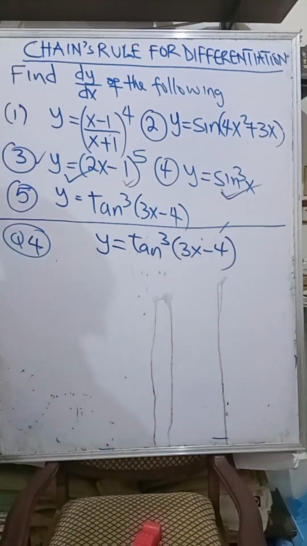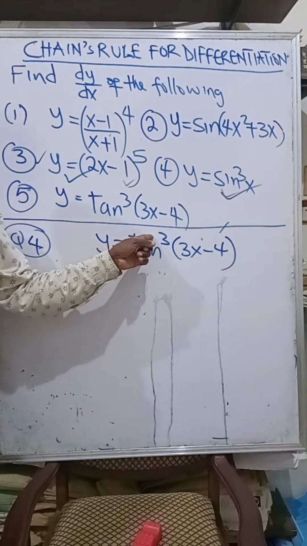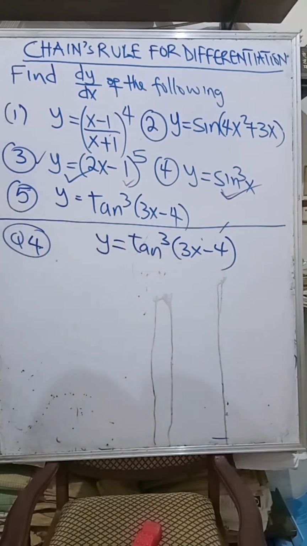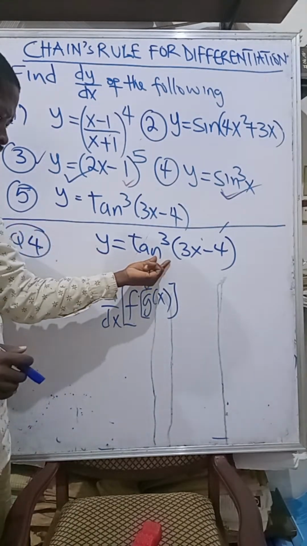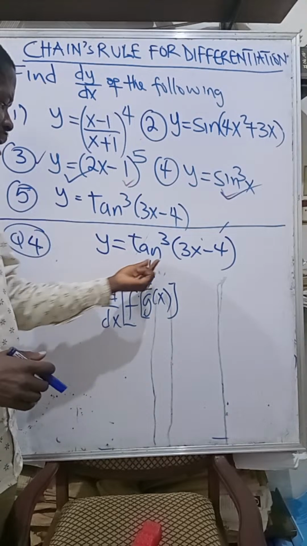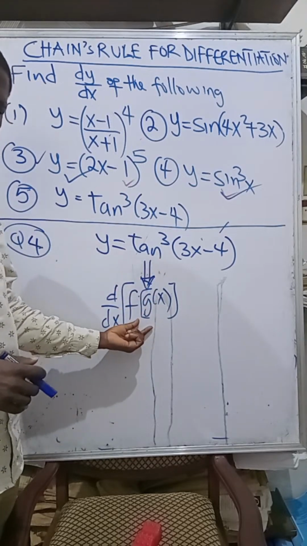For number 5, we have tan cube of 3x minus 4. That's number 5. How do we solve this question 5? I said we're going to liken this question to this format.